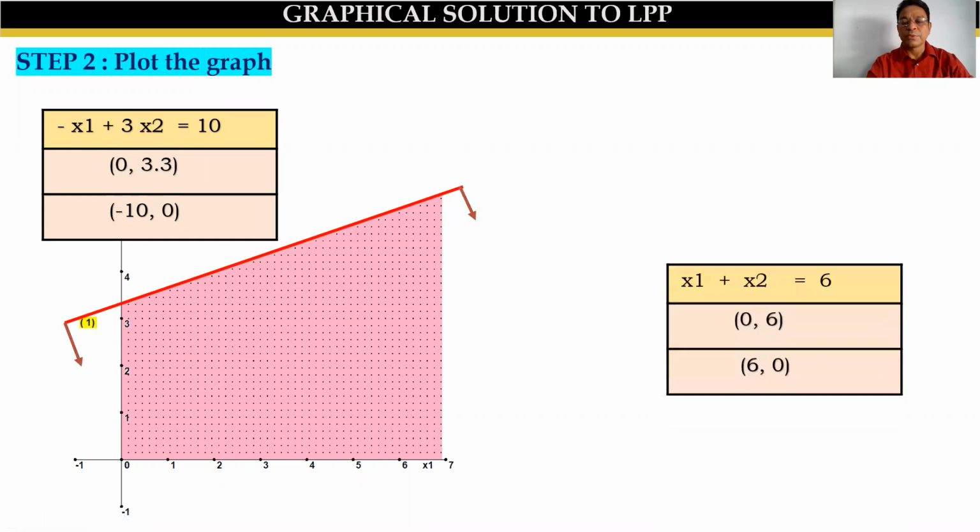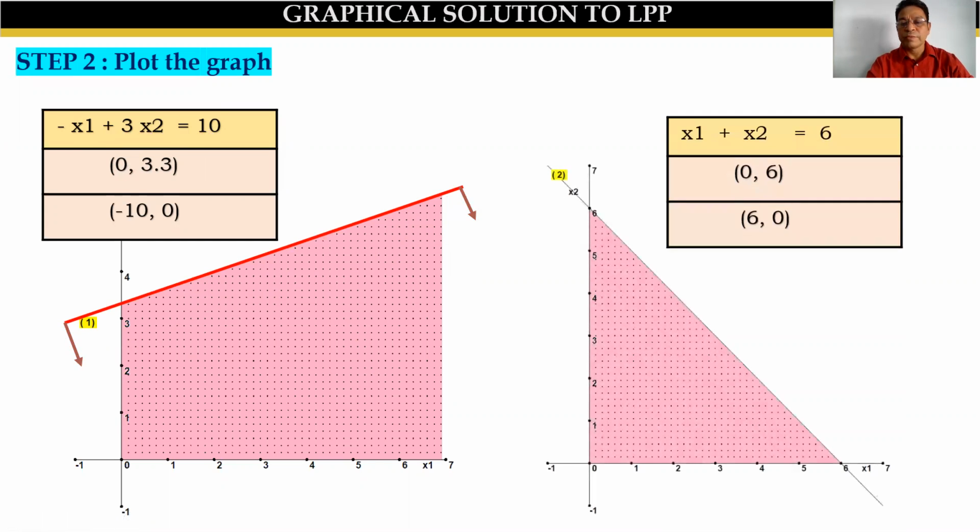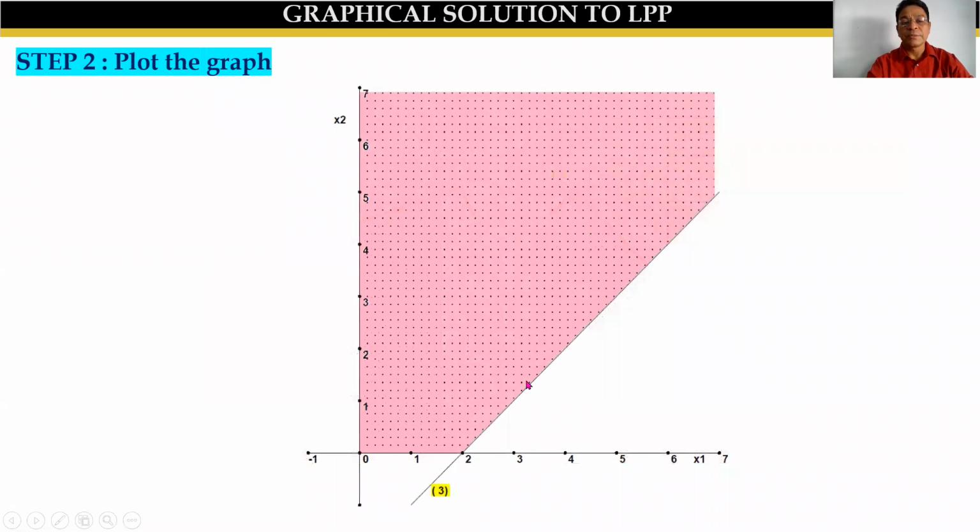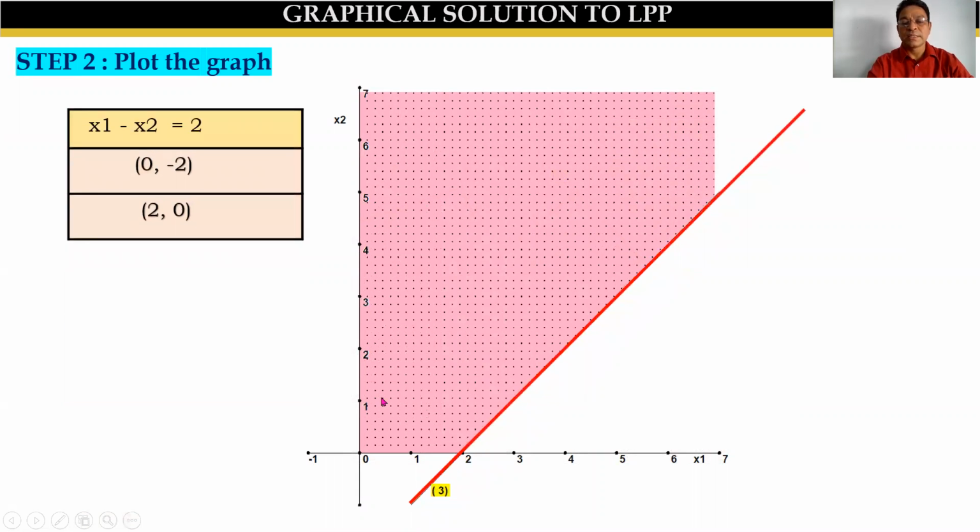For constraint number 2, we have this region as the feasible region. And for constraint number 3, we have this region as the feasible region. So whether it is a maximization sum or a minimization sum, whether the constraint is less than or equal to or greater than or equal to does not matter. Depending on what the constraint is, we have to plot this feasible region. It does not depend on the objective function.